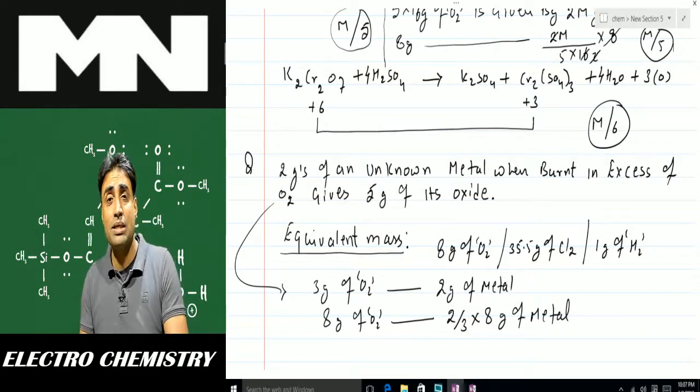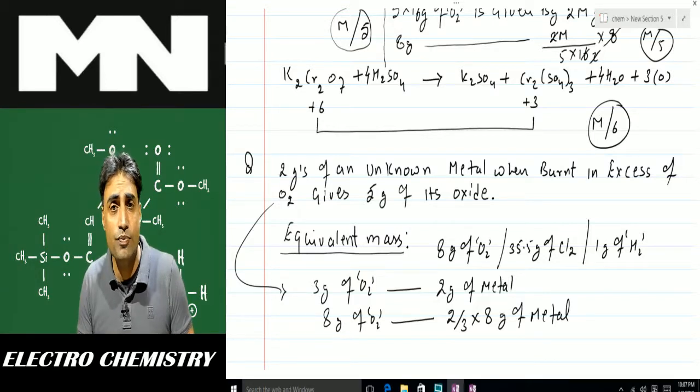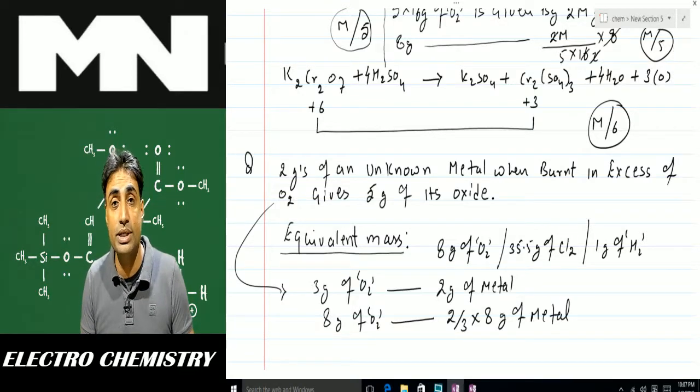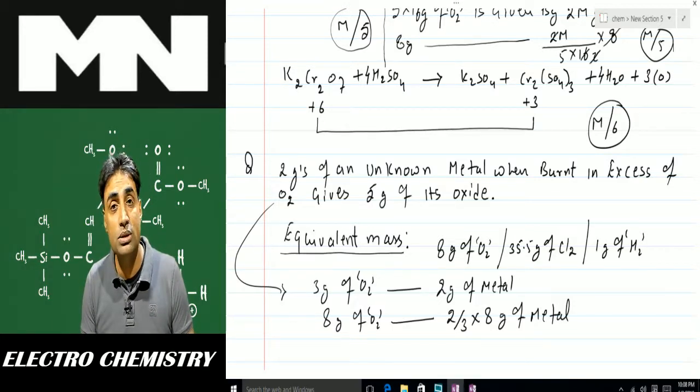So in this class, basically, we have learned about normality. We have learned about the relation between normality and molarity, that is, normality is molarity into n factor. You have learned about the relation between molar mass and equivalent mass, that is, equivalent mass is equal to molar mass by n factor. We have learned about the n factor of different substances like salt, element, oxidizing or reducing agent, acids, bases. We have learned the definition of equivalent mass, that is, equivalent mass is the mass that reacts with or displaces 8 grams of oxygen or 35.5 grams of chlorine or 1 gram of hydrogen.